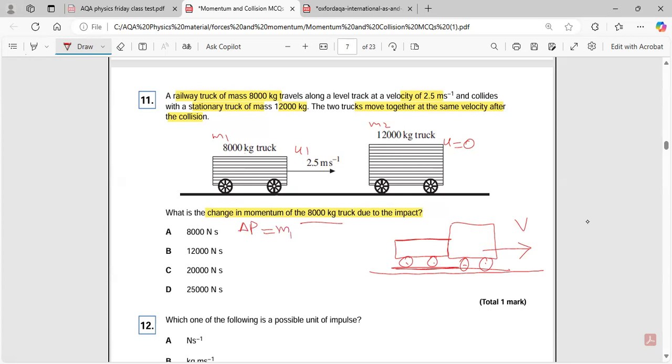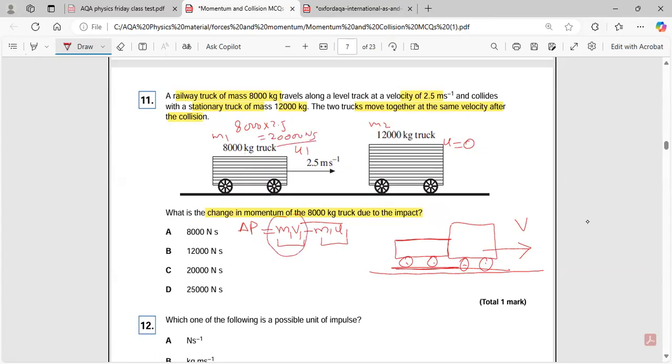So it means that actually you have to find this as M1 V1 minus M1 U1. This is the final momentum of this 8,000 kg block, and this is initial. So when you subtract them, you can get the change in momentum. So initially we have the value M1 U1 because we have 8,000 and we have 2.5. So you simply multiply that to get 20,000. So this is 20,000 Newton second is the momentum.